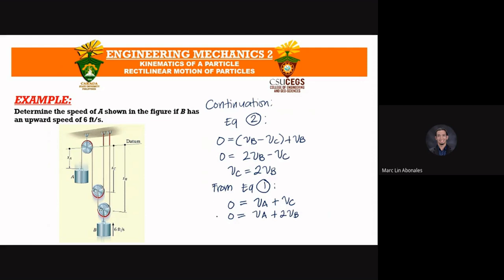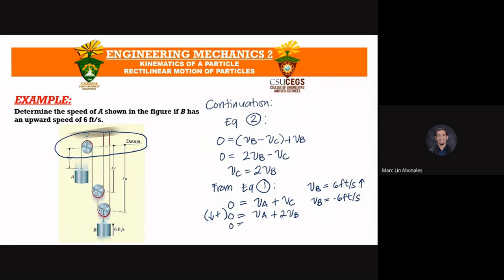And like what I've said, since we have a datum here, we established already the datum or the fixed point here in the pulley system. So this is the origin. Going downward, we will consider that as a positive sense. So downward would be positive. And the given velocity is the velocity of block B, which is equal to 6 feet per second upward. So that would be equal to negative 6 feet per second.